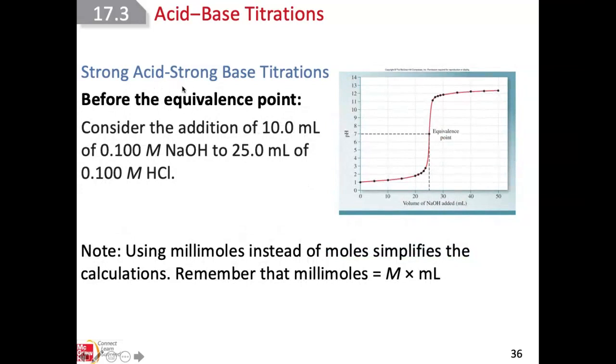Now, let's say, what is the pH before the equivalence point? Let's say we added 10 ml of 0.1 molar NaOH to that 25 ml of 0.1 molar HCl. So now we can find moles of the acid and the base, or we can find millimoles because I have milliliters, and using millimoles instead of moles will simplify our calculations. And remember that millimoles equals molarity times ml.